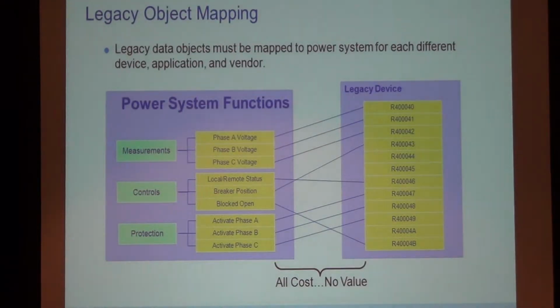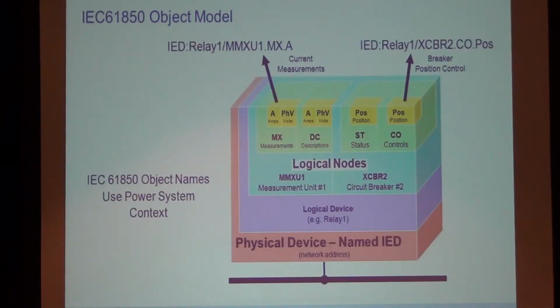So with the legacy approach, if you have an application that wants to be focused on power system functions, you had this process that you had to do, mapping with spreadsheets, databases, where you took your power system engineers and you had them essentially edit spreadsheets. It was a necessary function, but it's all cost, no value. With 61850, there's a model that defines how you find data in the device that's consistent across all the devices.